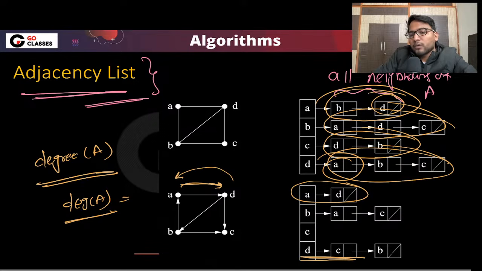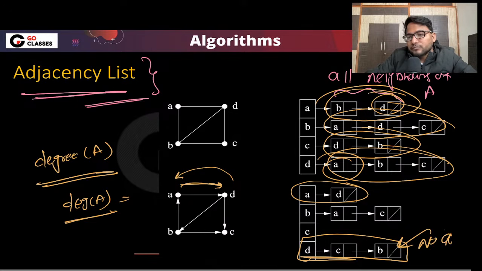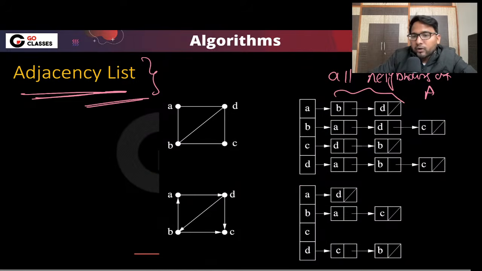So that's why you will not be having A here. There is no A here. Okay, no A. Understood? Here you have D, but here you don't have A.